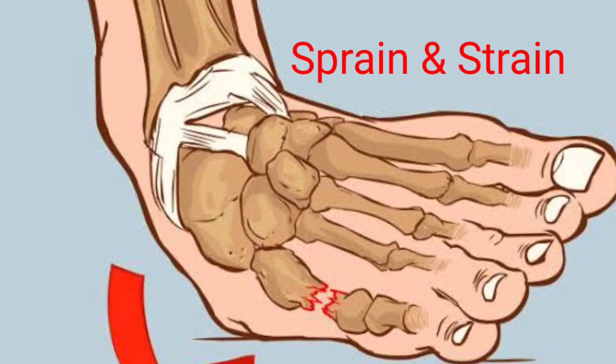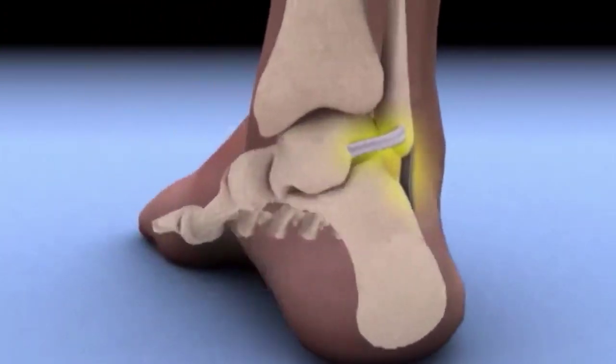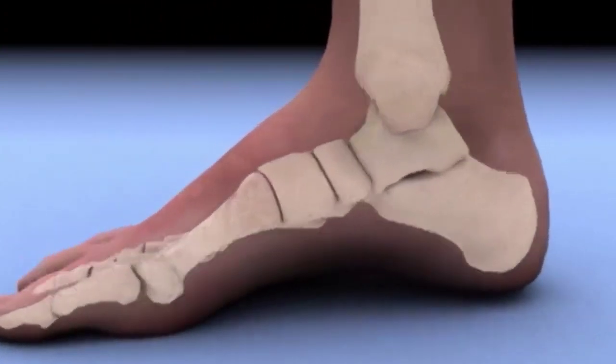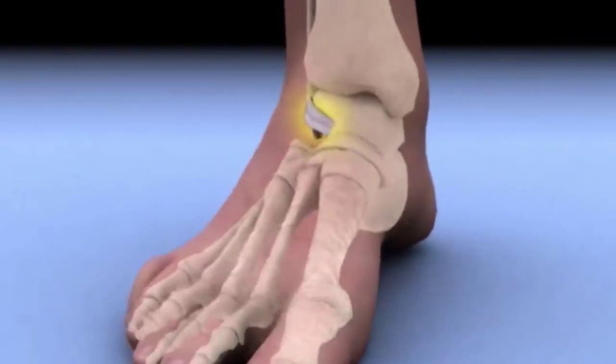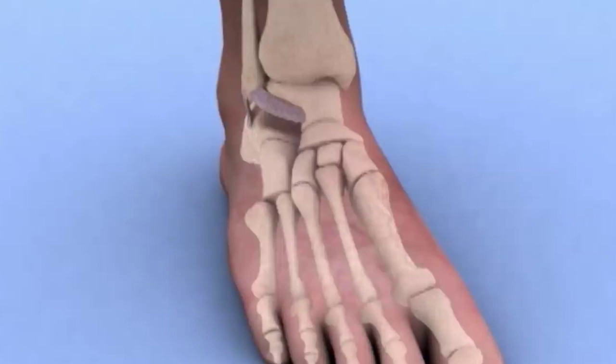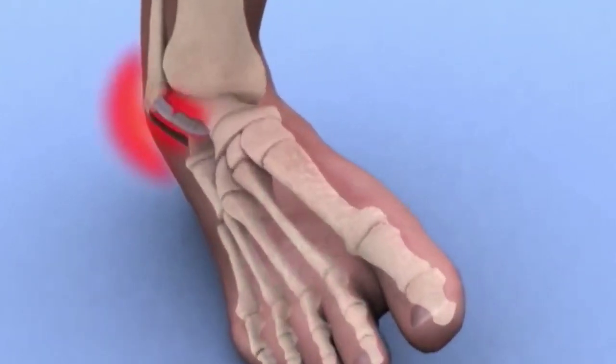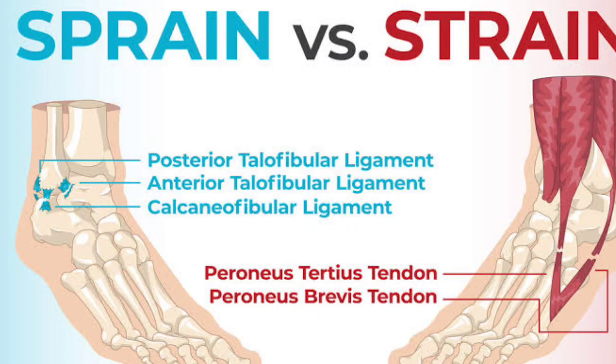Definition. Sprains and strains are common injuries that share similar signs and symptoms, but involve different parts of your body. A sprain is a stretching or tearing of ligaments, the tough bands of fibrous tissue that connect two bones together in your joints. The most common location for a sprain is in your ankle.